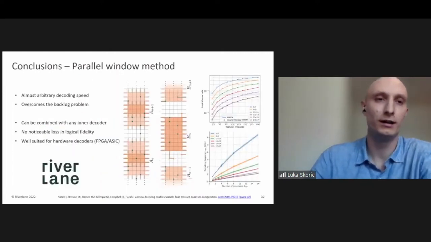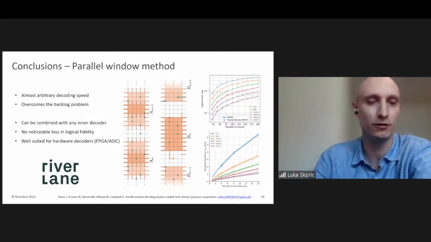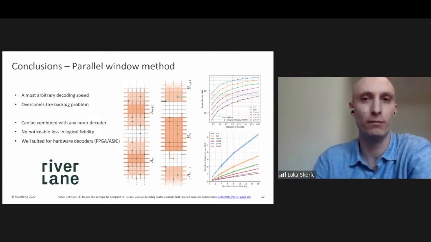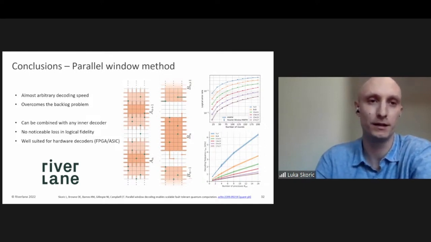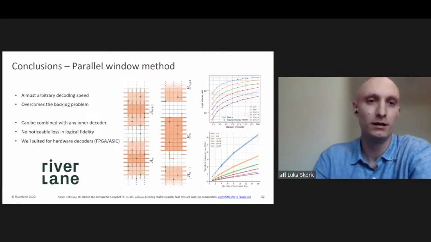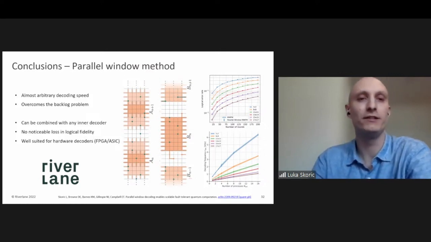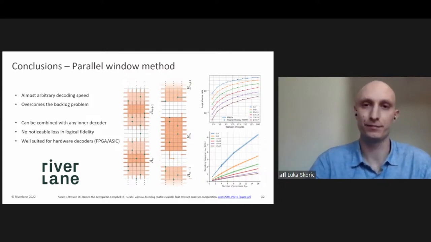So to conclude, here we presented the parallel window method, which allows us to achieve almost arbitrary decoding speed, overcoming the backlog problem by scaling the number of parallel resources. And it can be combined with any inner decoder, like minimum weight perfect matching, union find, or anything else that might come up, and has no noticeable loss in logical fidelity. And we also believe it's well suited for hardware decoders.